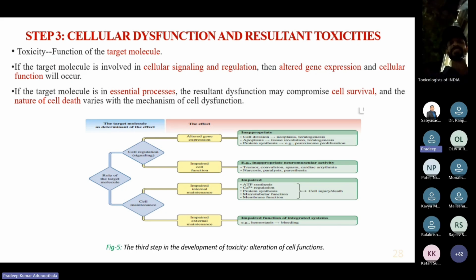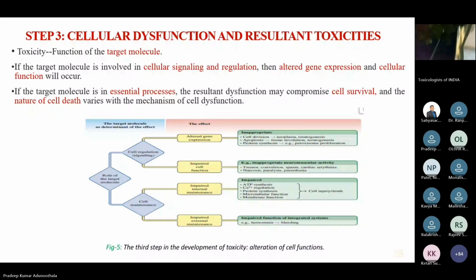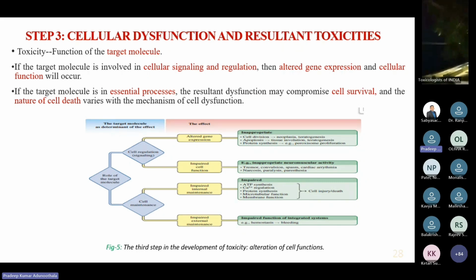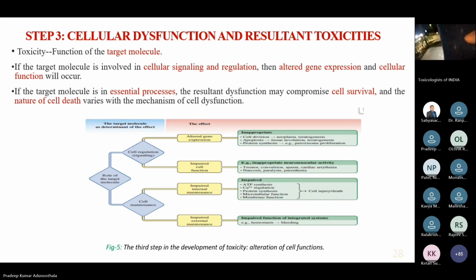If it alters the gene expression, that leads to inappropriate cell division, leading to neoplasia and teratogenesis, and also apoptosis, which is tissue involution. Inappropriate protein synthesis also leads to toxicity, and an example for this is peroxisome proliferation. Now if the chemical binds to the target molecule and impairs the cellular function, then that leads to inappropriate neuromuscular activity, that is tremor, convulsions, spasms, cardiac arrhythmia. All this occurs when the target molecule function is this.